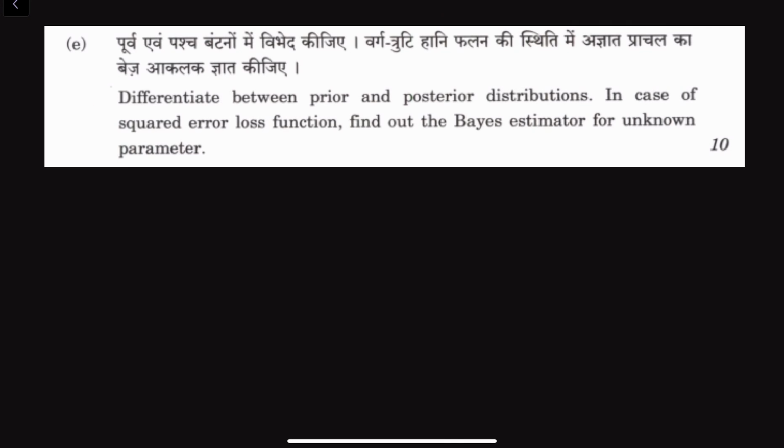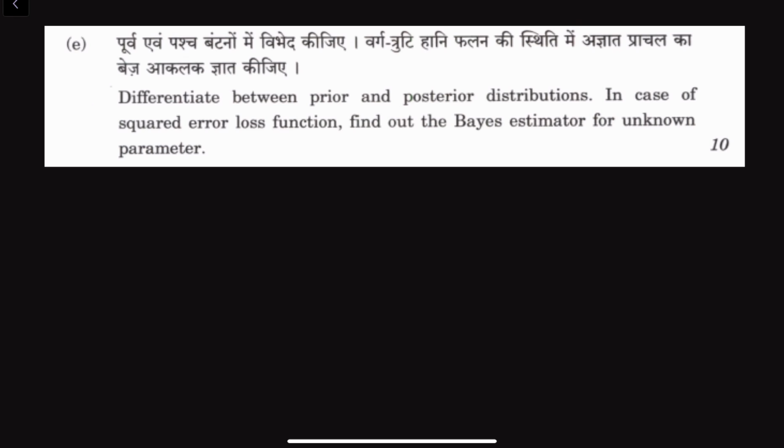In this video, I'll be solving the fifth part of the first problem of UPSC Civil Services Mains 2023 Statistics Optional Paper 1. So we are asked to differentiate between prior and posterior distributions, and in the case of squared error loss function, we need to find out the Bayes estimator for the unknown parameter.